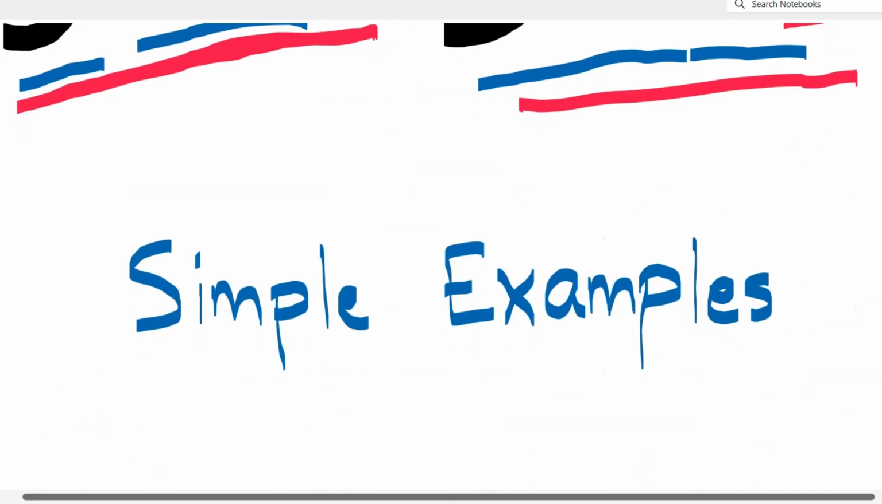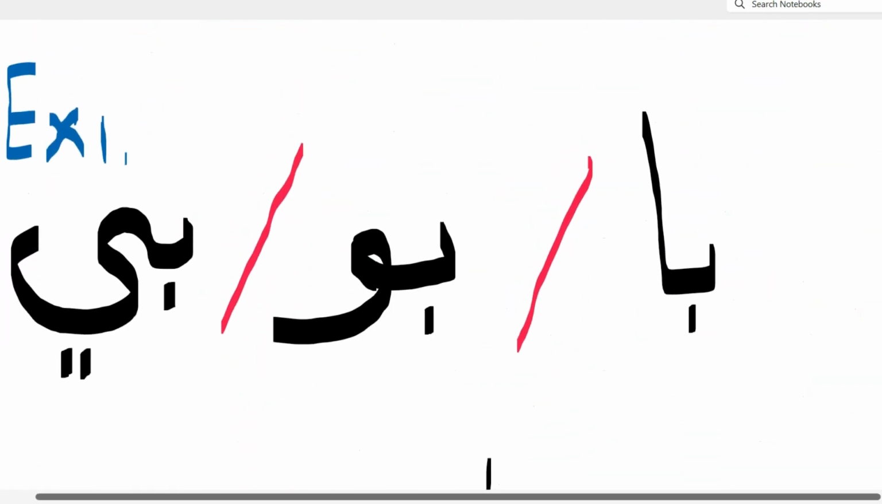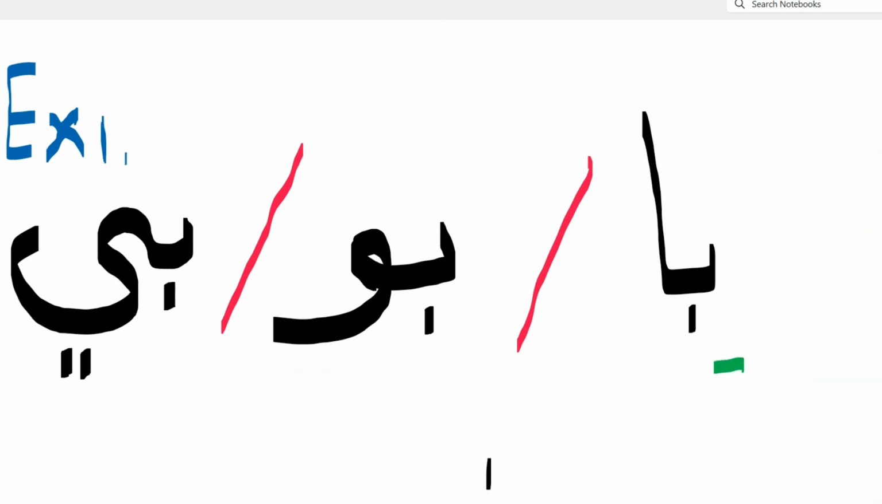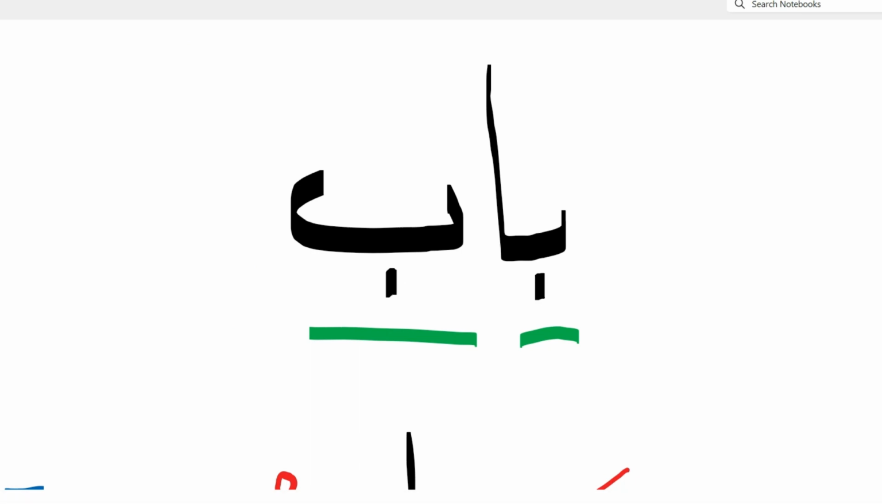Let's take simple examples to clarify our lesson for today. These are not real words. I just want to help start the simple reading process. Ba and the alif. This is alif, not hamza. Okay. Ba, boo, bi. Now let's take a real word. Bab, bab. It means door. Please don't focus on the vocabulary today. Our focus is on reading right now.